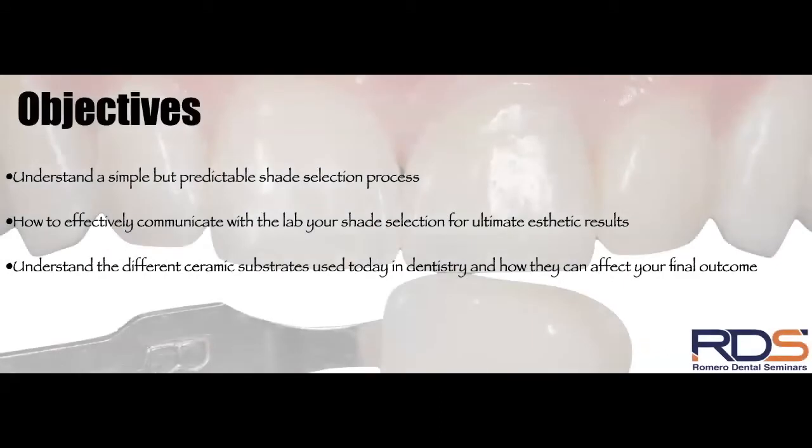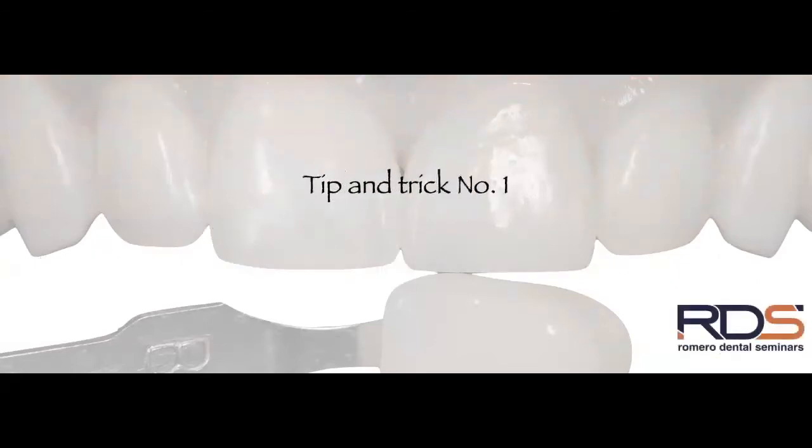Today's objectives are, I think, very straightforward. First objective is to understand a simple but predictable shade selection process. Our second objective is how to effectively communicate with the lab your shade selection for ultimate aesthetic results. And again, this relates to our most complex cases. And then finally, understand the different ceramic substrates used today in dentistry and how they can affect your final outcome. So, this is something important as well that we will talk about today, and hopefully we'll provide some tips and tricks so that they can be helpful in your clinical practice.